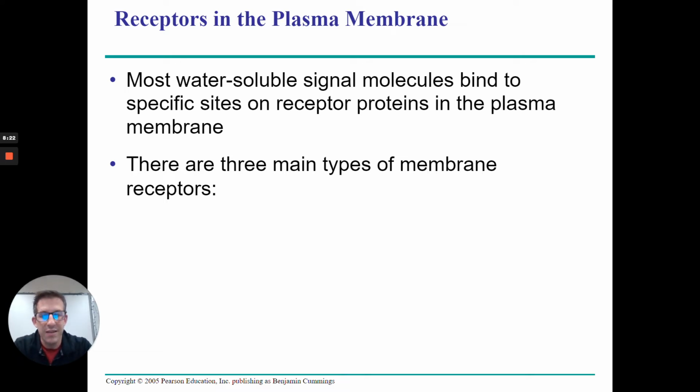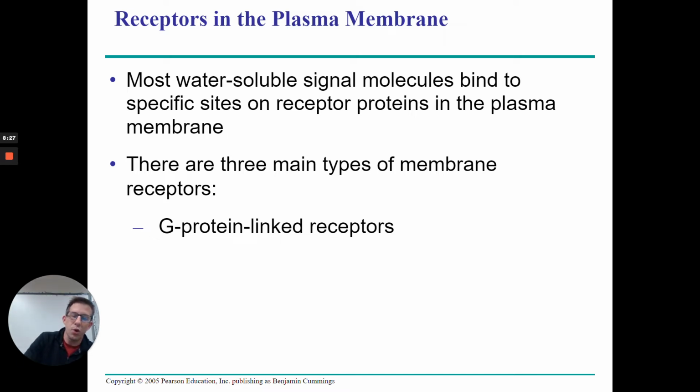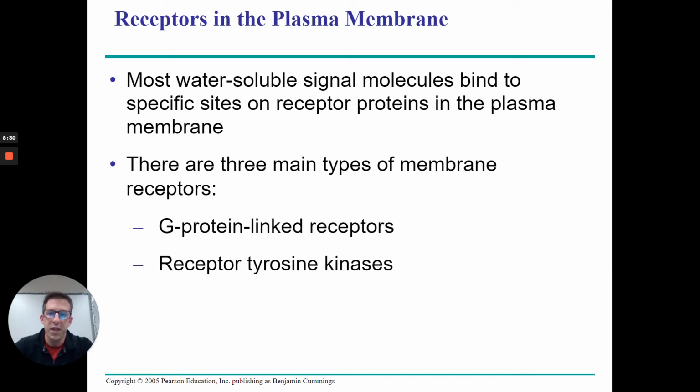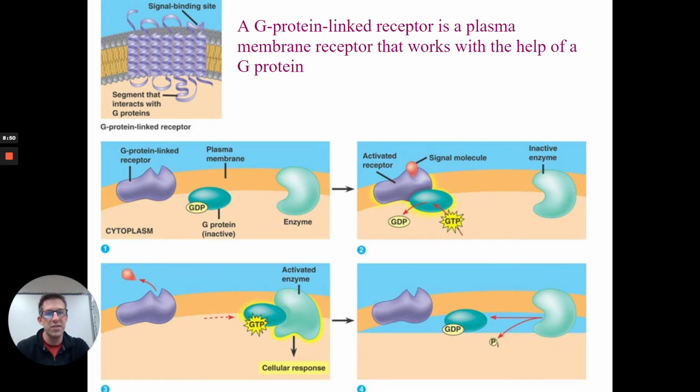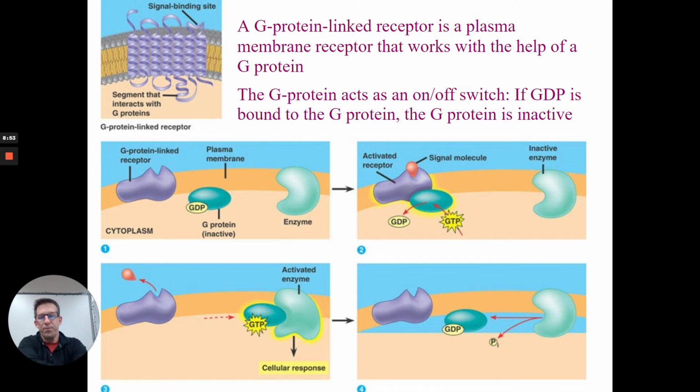Now, there are three main types of surface membrane receptors. They are called the G protein linked receptors, the receptor tyrosine kinases, and ion channel receptors. We're going to go into each one of these and talk about how they work specifically, how they receive a message, and what the first step of that reception is, okay? So we're going to see a lot of pictures here. We're going to explain a lot of pictures, all right? The first one that you see right here is a picture of how the G protein linked receptor works, okay?